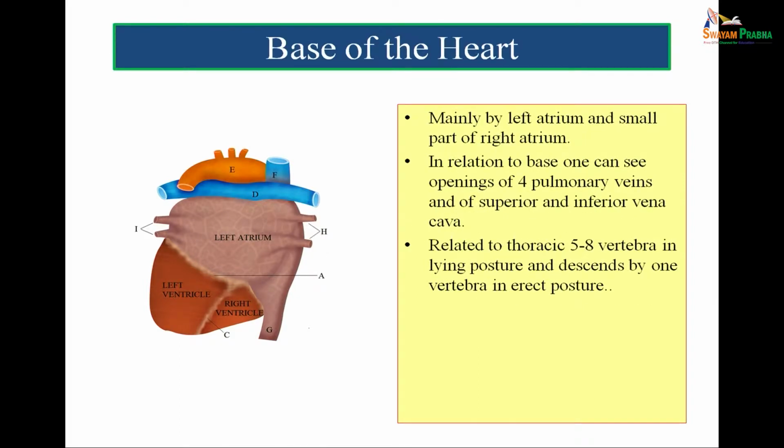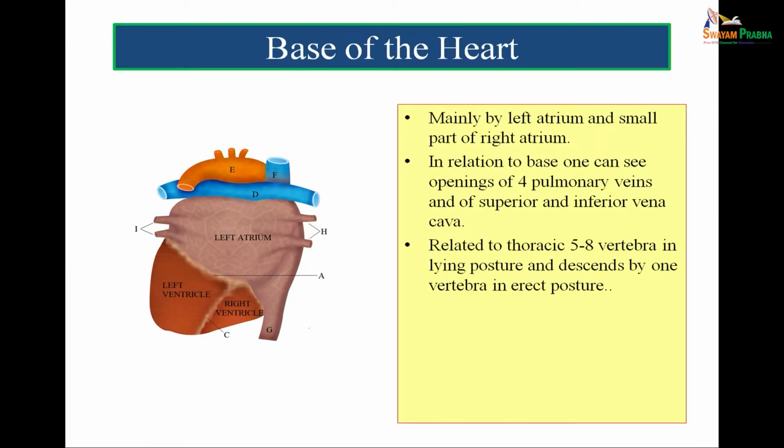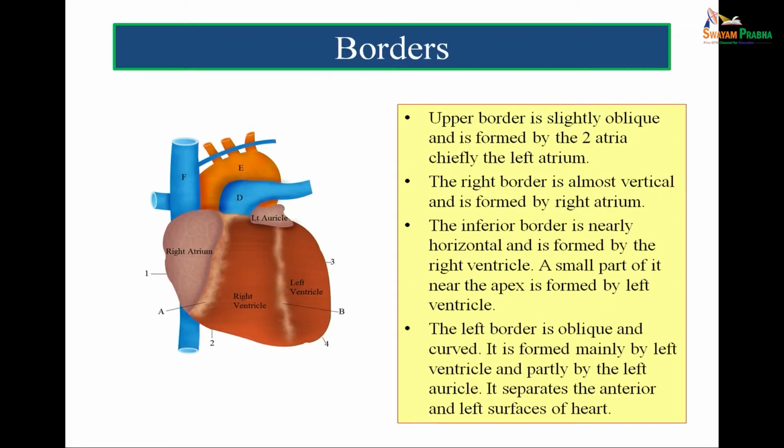Once again, coming back to the gross morphology of the heart, the anterior surface of the heart lies in front. So, this is the anterior surface of the heart, and then the base of the heart lies posteriorly. The base of the heart is the one which is lying in relation to the thoracic vertebrae 5 to 8. Base of the heart is the posterior surface of the heart. If we talk about the borders of the heart, the upper border is formed by the right atrium and the left atrium. The right border of the heart is formed in its entirety by the right atrium.